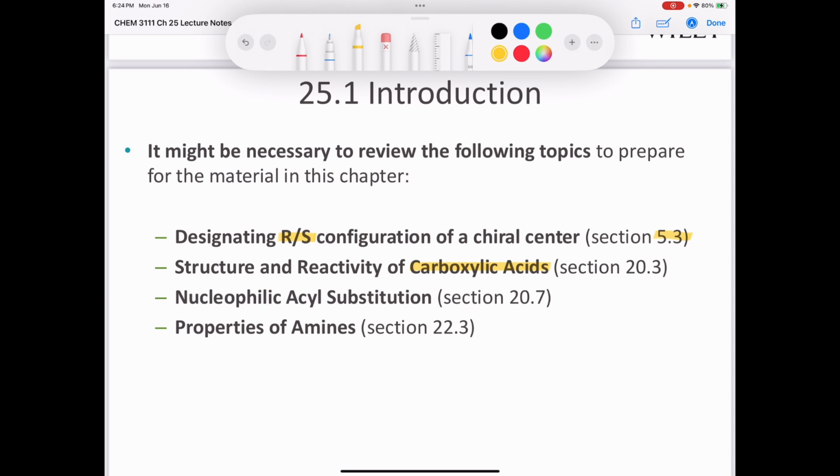And of course, properties of amines, right? We're going to be talking about amino acids, which have amino groups in them, and they have carboxyl groups, right, to make a carboxylic acid. And so we're going to be discussing both of those.